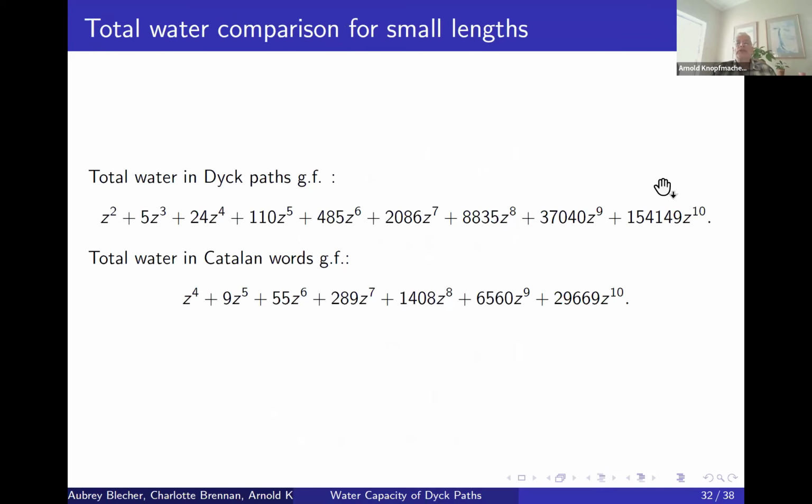And just to show what I was talking about, if we compare the water in Dyck paths with the water in Catalan words, then as our example showed, the coefficients in the generating function are very different numbers.